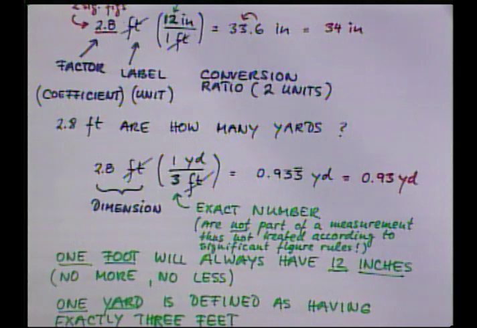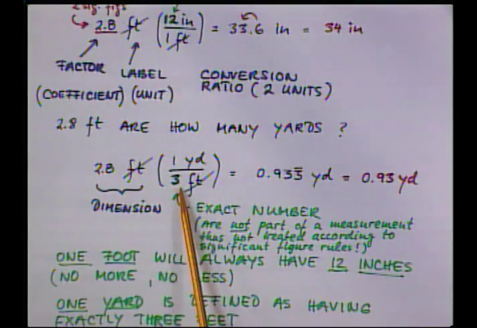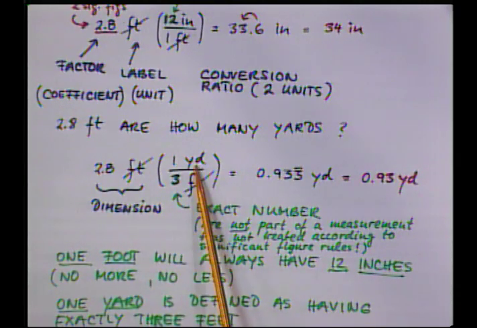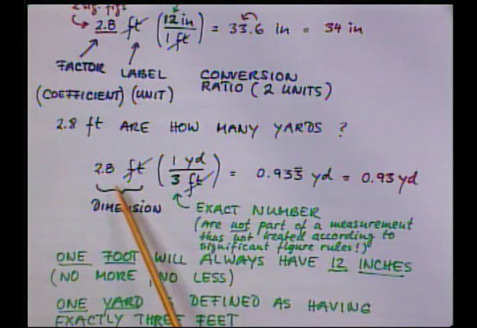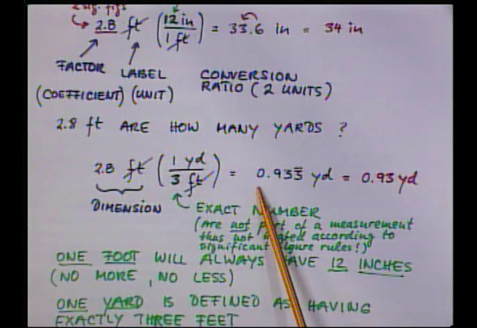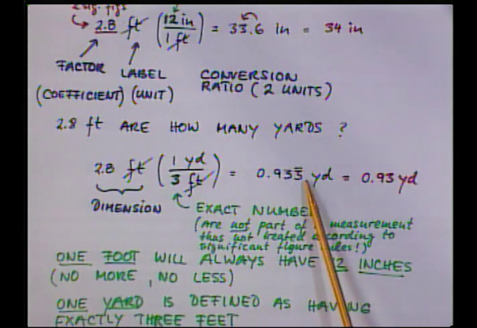3 is just a fixed number. It is part of that conversion ratio, so it's not a measurement. Only measurements we have to consider for the number of significant figures. So here we have 1 over 3. Feet cancels, so we cross-cancel and we come up with yards. You see the yards have to show up after we do all that calculation. Now when we divided 2.8 by 3, we get 0.933 period. So many 3's behind it.